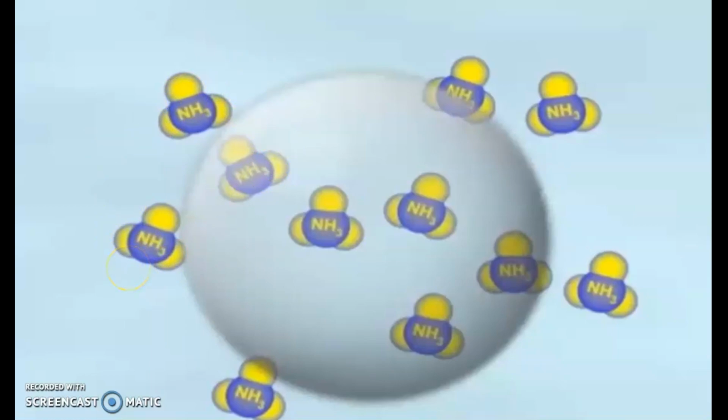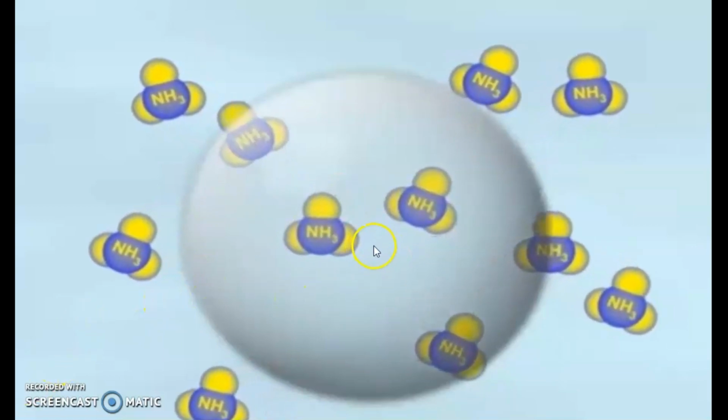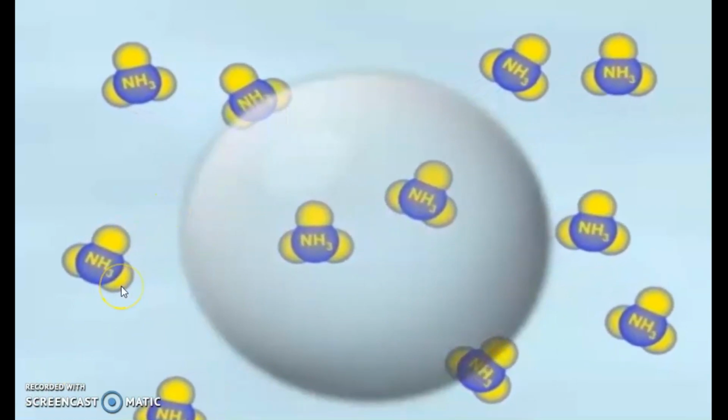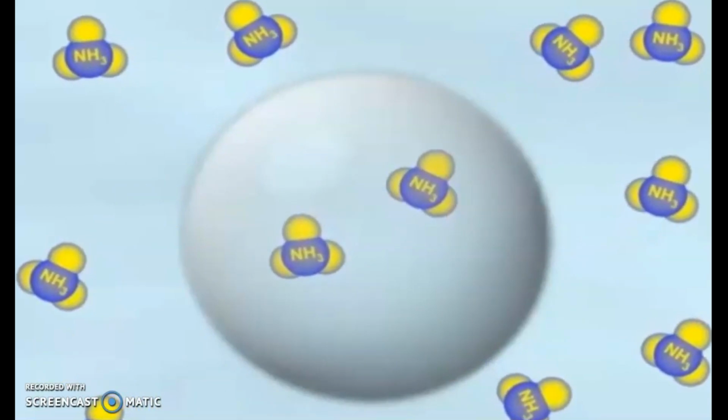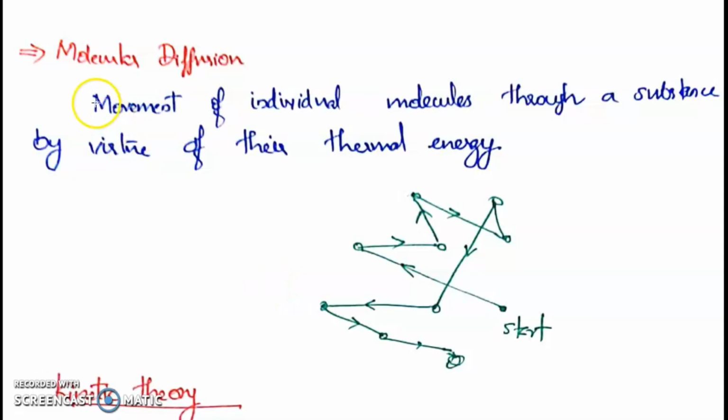So now the transfer of ammonia molecules from the gas bubble into the liquid surrounding it, until equilibrium is reached, can be called diffusion. And this is how mass transfer takes place on a molecular scale. So molecular diffusion is the movement of individual molecules through a substance by virtue of their thermal energy.